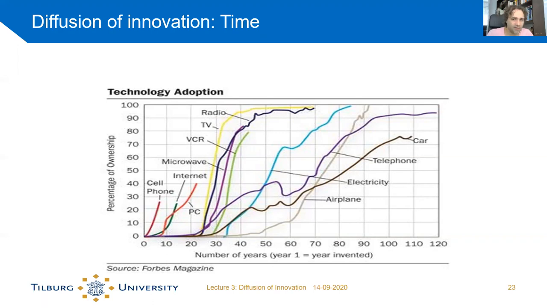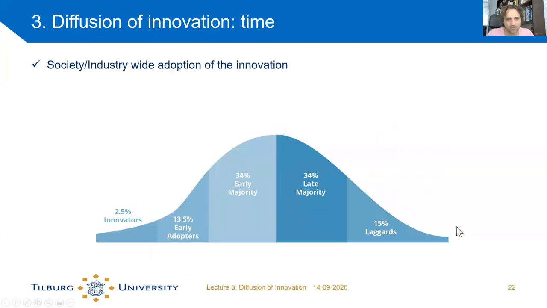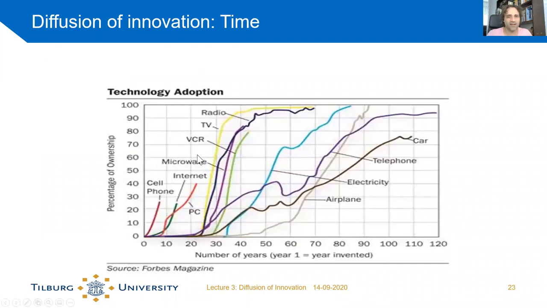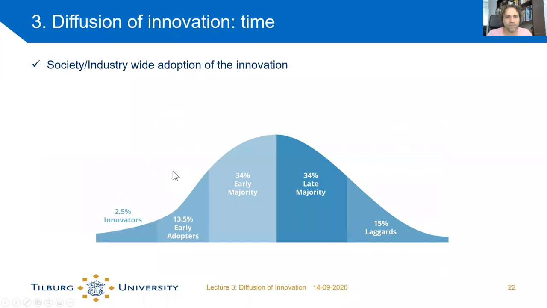So you see, for every innovation there is a curve like this, but the time it takes to adopt and how quickly you get from the innovators to the early and late majority really depends on the type of innovation. So for the mobile phone, I think the first iPhone was there in 2007, so it took maybe 10 years to get to the laggards in the adoption of mobile phones.